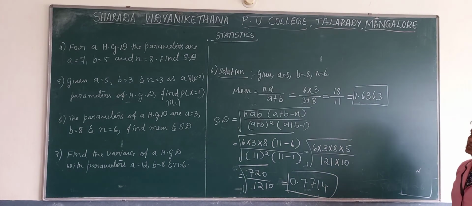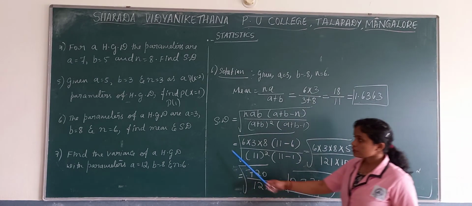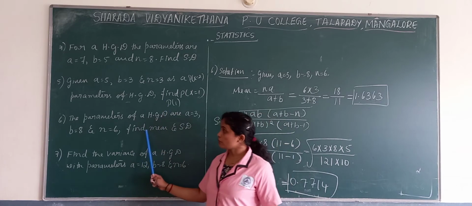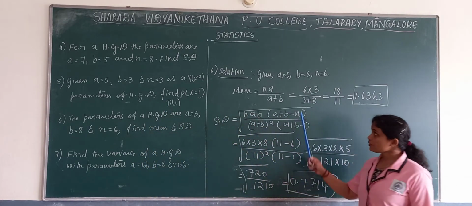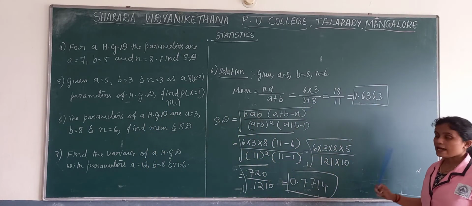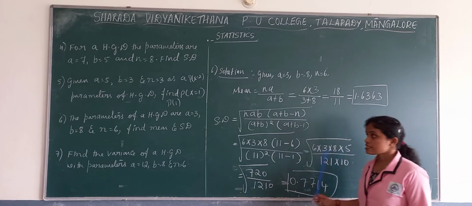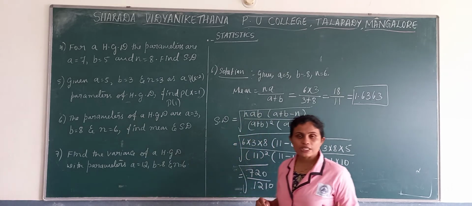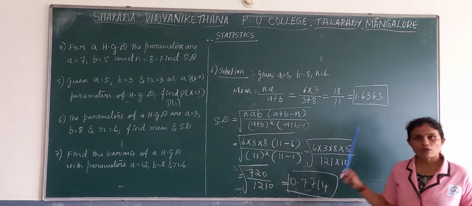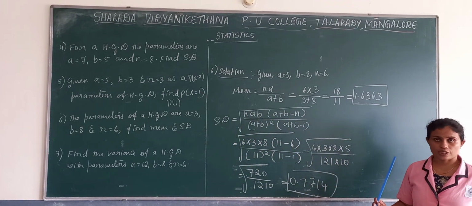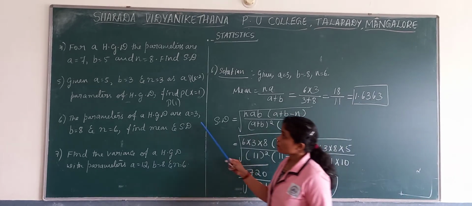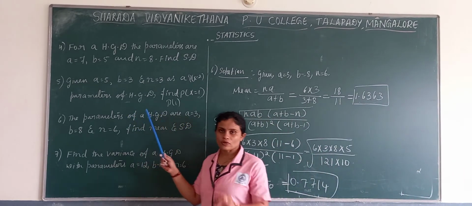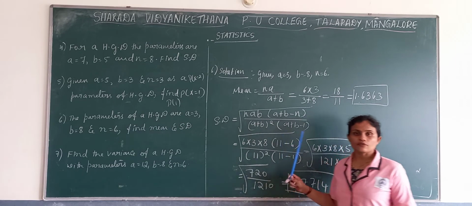0.7714. This is about the sixth problem. I mean, here it is the third one, where we need to find out mean and standard deviation. As I said, along with the function aCx, bC(n minus x), these formulas are also very important. Sometimes only this kind of question will be asked for 5 marks, so you will easily get 5 marks.